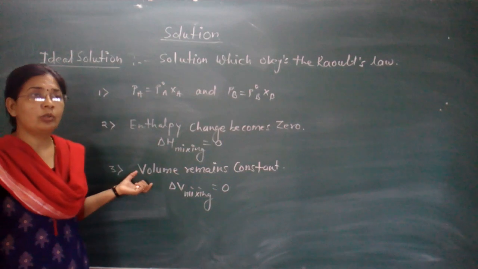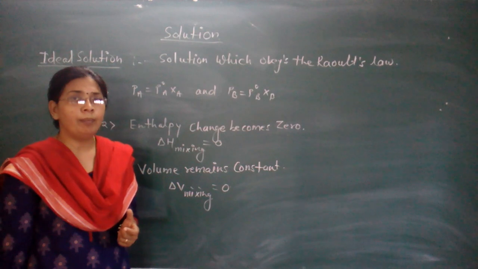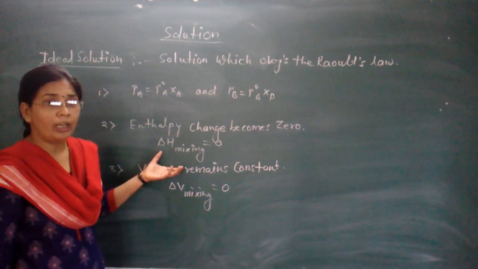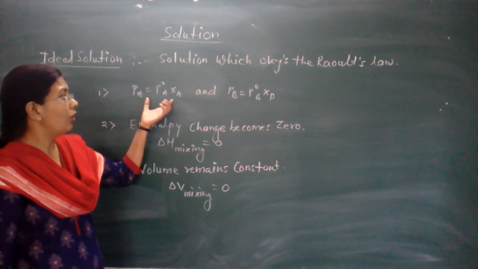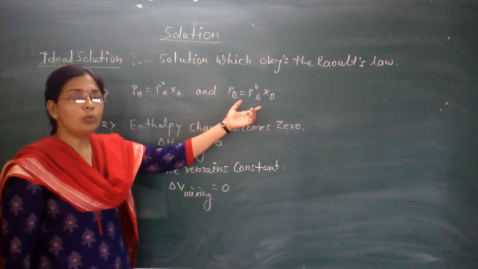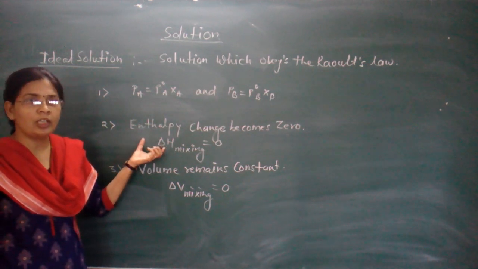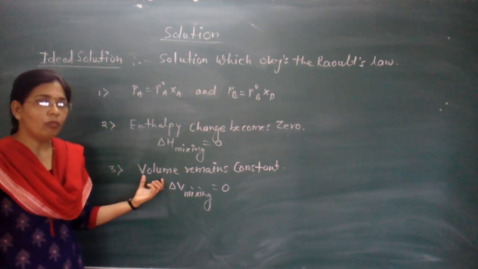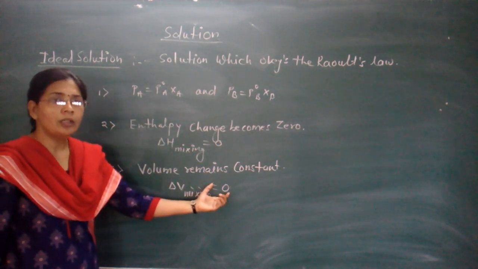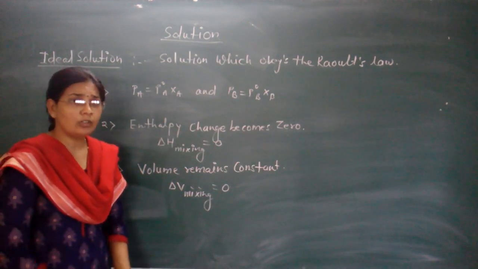So ideal solutions are those solutions which obey Raoult's law over the entire range of temperature and concentration, and there are three conditions for ideal behavior. First, it should follow Raoult's law, that is PA equals P naught A XA and PB equals P naught B XB. Second, during the formation of such a solution, there is no change in the enthalpy and the volume. That is, the enthalpy change becomes 0 and the volume change becomes 0. So these are the three conditions for a solution to behave as an ideal solution.